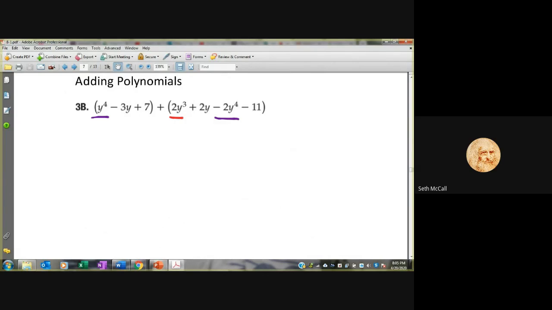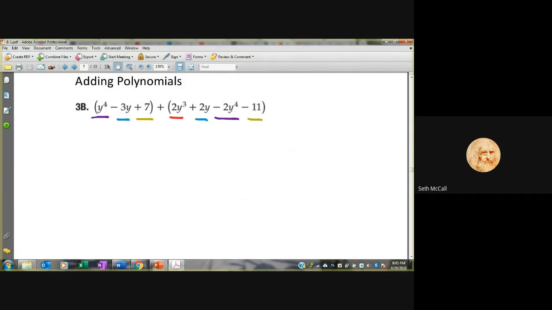Now we're going to go to y to the second. And if you look in the first grouping, this whole grouping right there, there's no y to the second. If you look over there, there's no y to the second. That's fine. So now we want to go to y to the first. And there's a y to the first here, and there's a y to the first here. And then the last one that you want to take a look at is the constant term, which there's a constant and there's a constant.